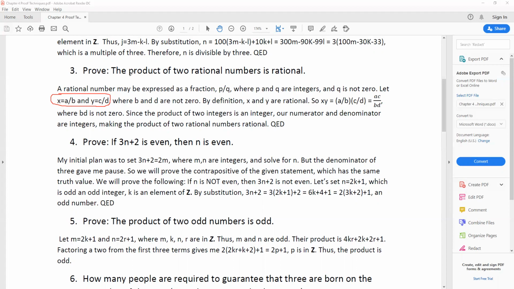What are we trying to prove? We're trying to prove that the product of x and y would yield another rational number. If we multiply x times y, by substitution, that's going to give me ac over bd. Well, what happens if you multiply two integers together? You just get another integer. So I could say that a times c, for example, is equal to q.